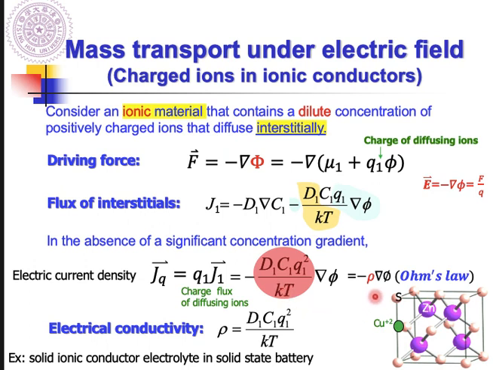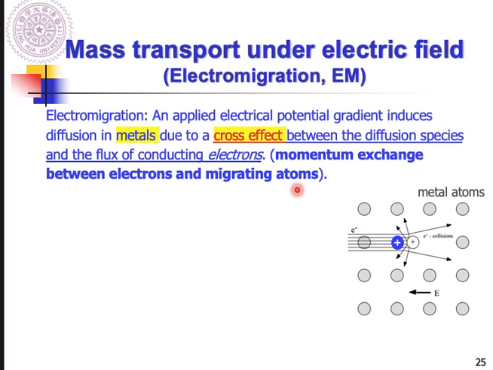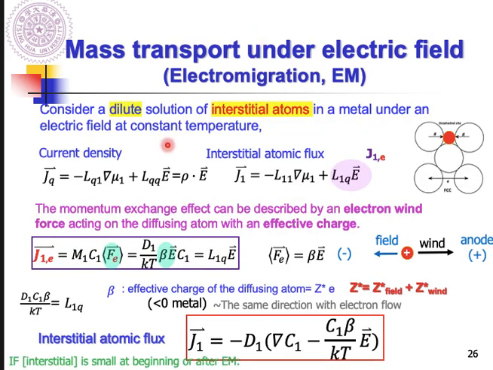Okay, next, when we switch the material system to metals, the first material system we want to address also has a dilute dopant interstitial in the metal. There are two driving forces: the first is possibly the chemical potential gradient, and the second is the electrical field we apply on the system. So you can also directly write down the current density and atomic flux. As we mentioned, we are more interested in the atomic flux part.